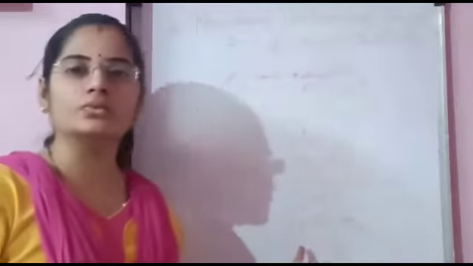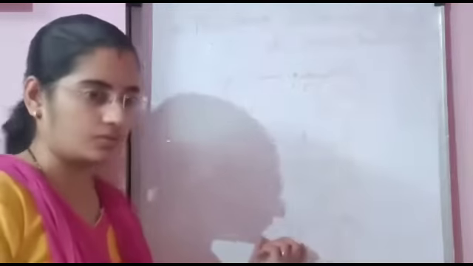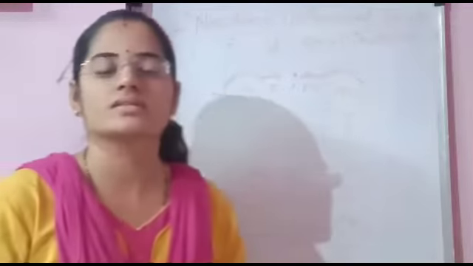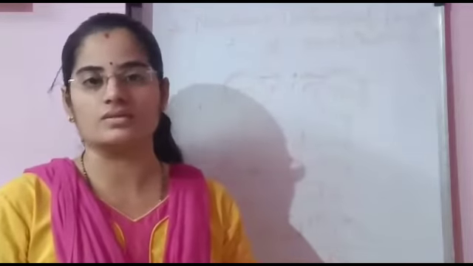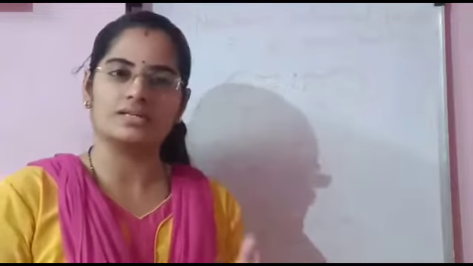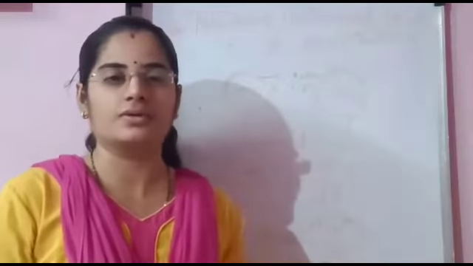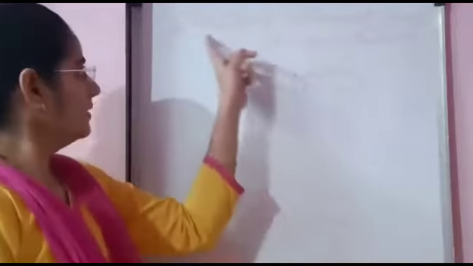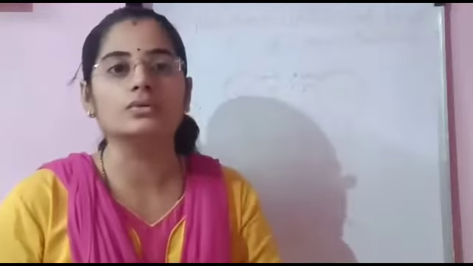Here, when we remove the directly proportional sign, what happens? One constant arises. This constant is called Newton's universal gravitational constant, or simply the universal gravitational constant. This is constant, and this value of G is constant everywhere, and therefore it is called the universal gravitational constant.